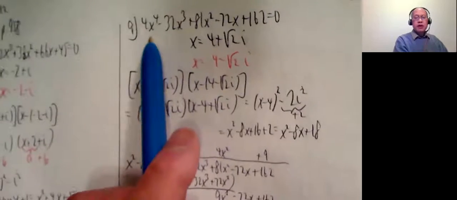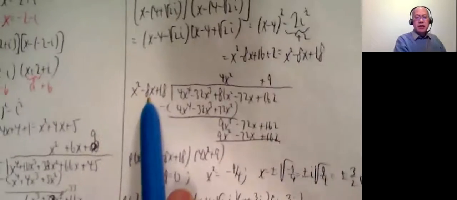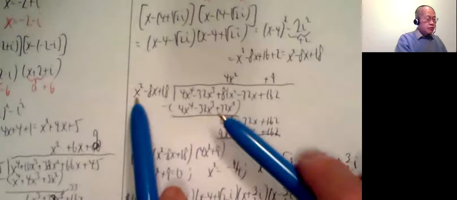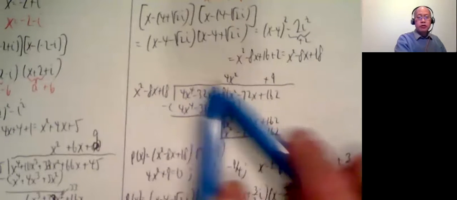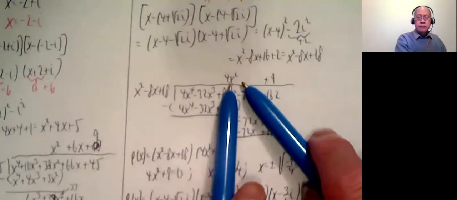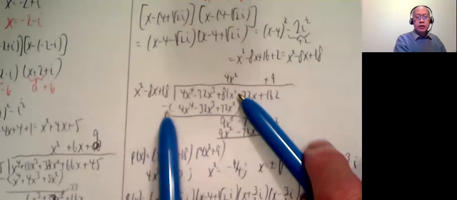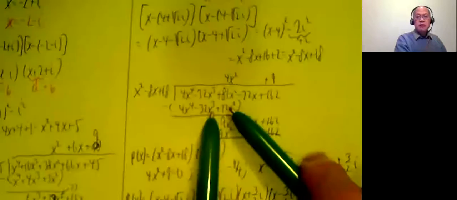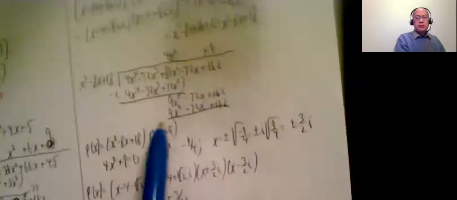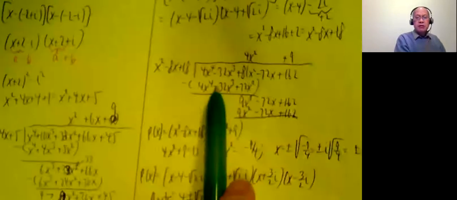So now I'll do long division of all that by x squared minus 8x plus 18. Okay, so first thing here, what do you multiply x squared by to get 4x to the fourth? 4x squared. Now 4x squared times this whole thing, 4x to the fourth minus 32x cubed plus 72x squared. Subtract, that cancels out.